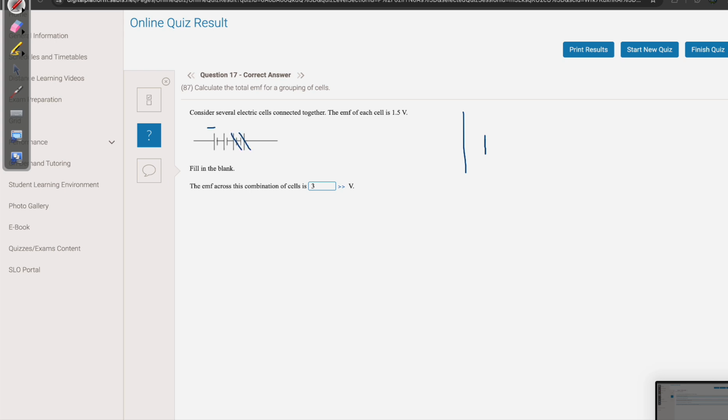So that means we'll have 2 proper cells left, right? So we're just gonna do 1.5, because in voltage, again, like in series, voltage is additive. So 1.5 times 2 is 3.